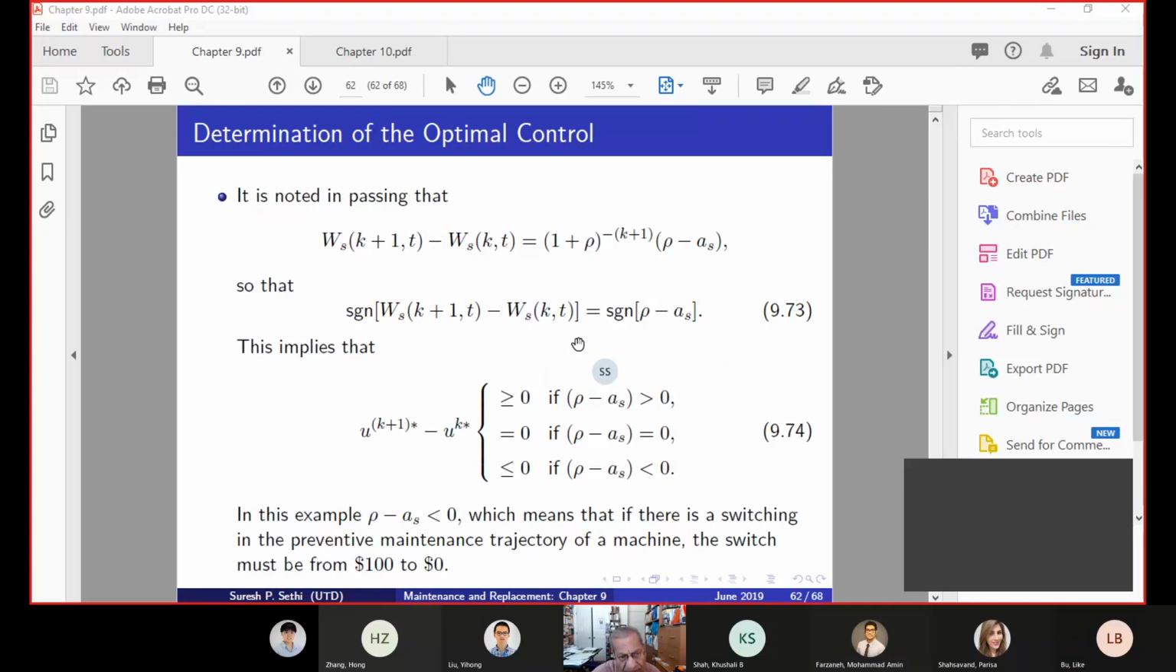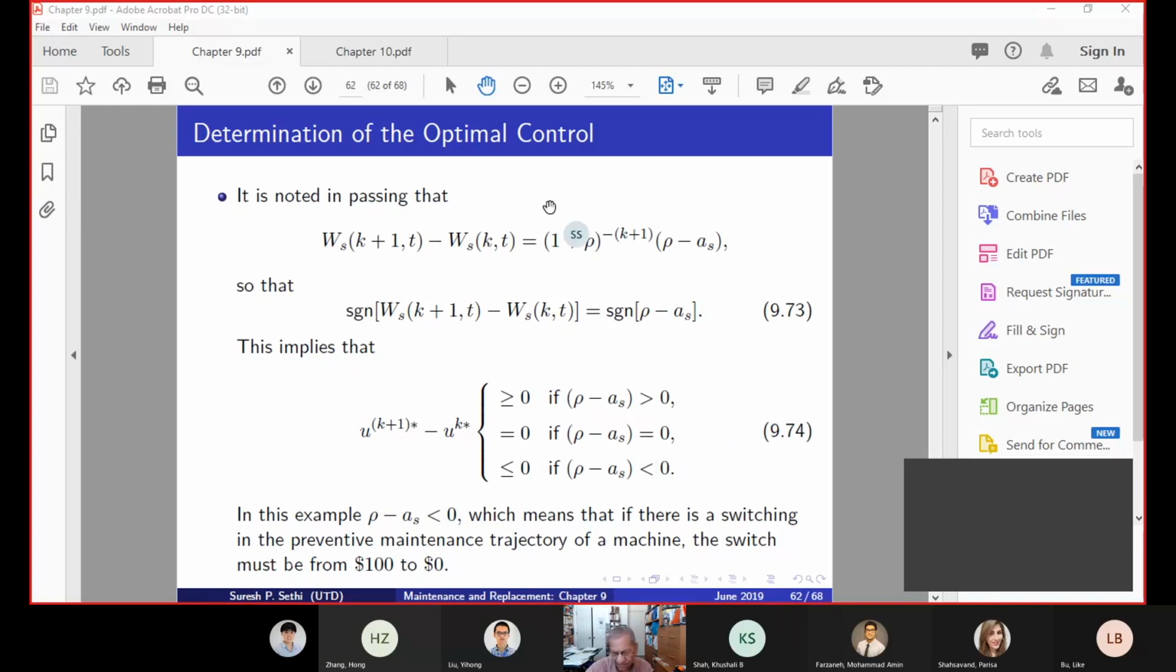And we keep going. This is another way to characterize this function. In fact, if you take the difference of this function, it goes like this. And the sign of that difference is the sign of this, which means that the control will increase over time if this is bigger than 0. It will decrease over time if it is less than 0. If it's equal to 0, it will stay constant.